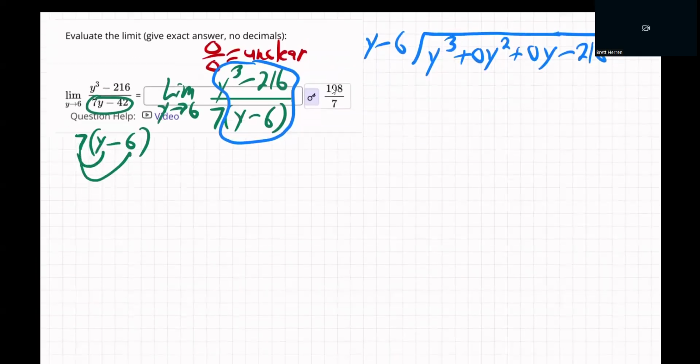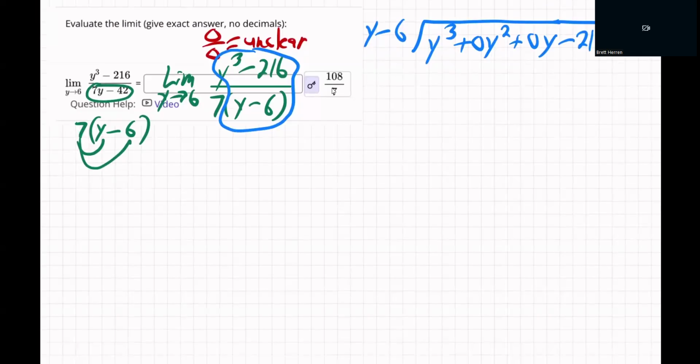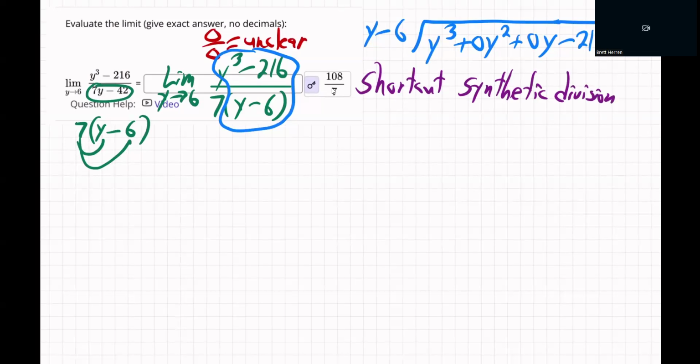Now, I could do long division at this point. Polynomial long division is difficult. Let's do a shortcut. The shortcut is called synthetic division. You might have seen that before. Synthetic, like man-made, man-made division. And the way you do that is when the denominator is just y to the first power, or whatever, plus or minus a number. In other words, it can't be y squared. If the bottom was something like y squared or some higher power, then you couldn't do the shortcut.